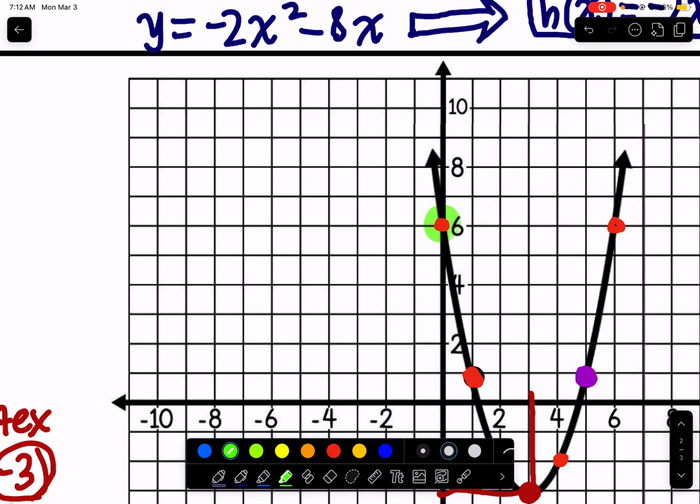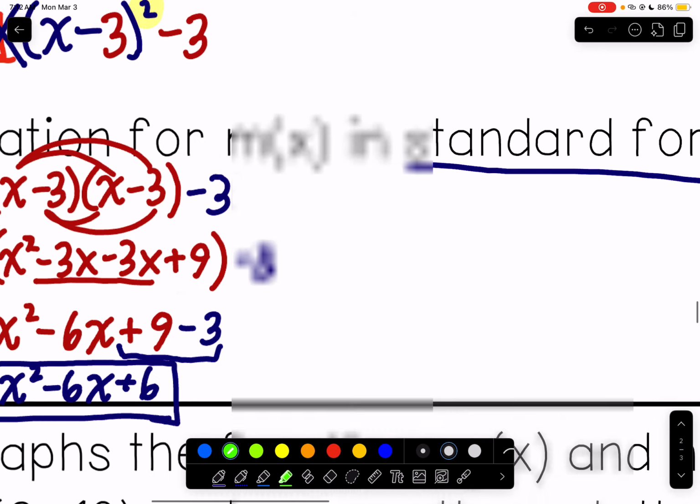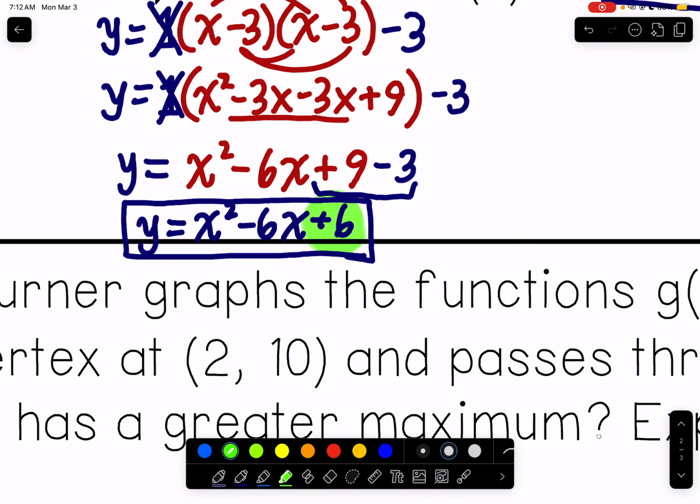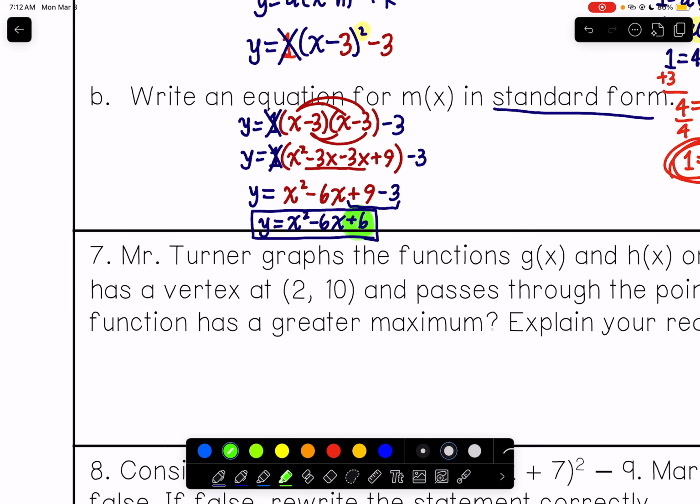Oh my gosh, is the y-intercept positive 6? Did it match? Yes. So I can feel very confident that I did this question correctly, because if I had made a mistake, there would be a very low probability that I would still get the correct C value. So I can feel very, very good about my answer.